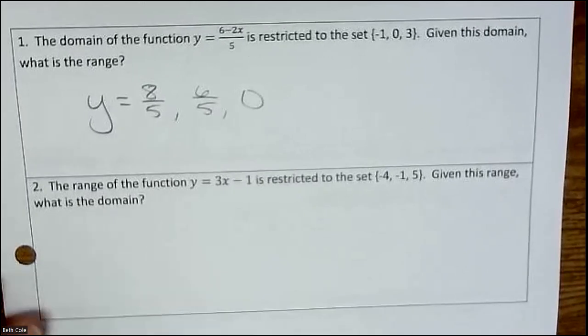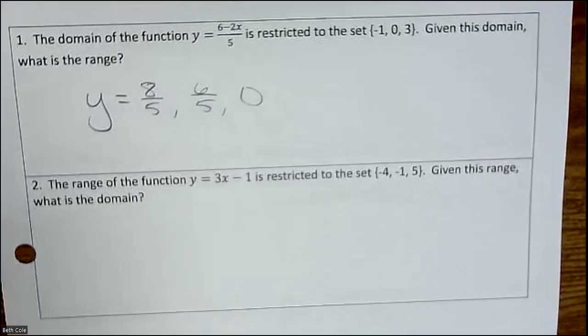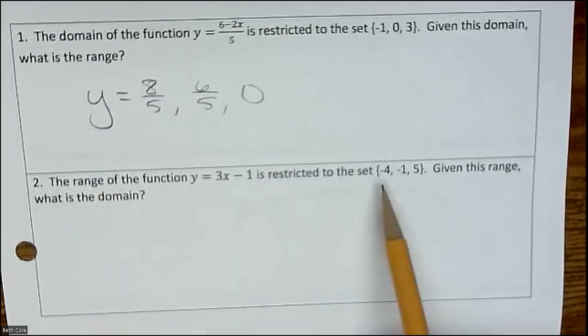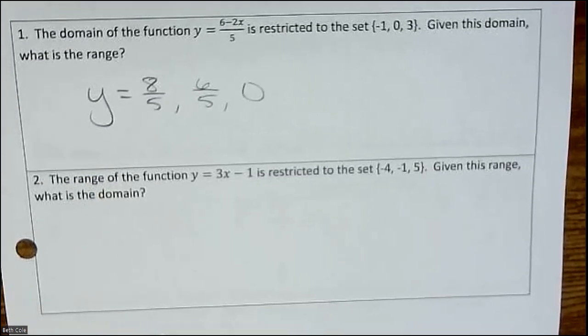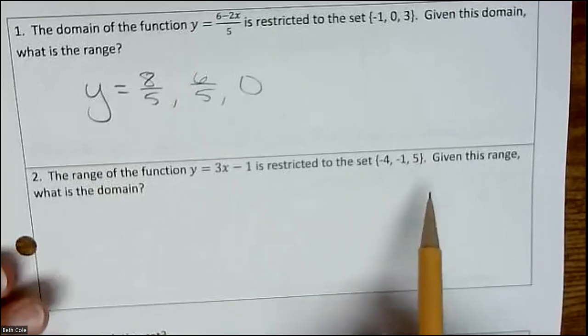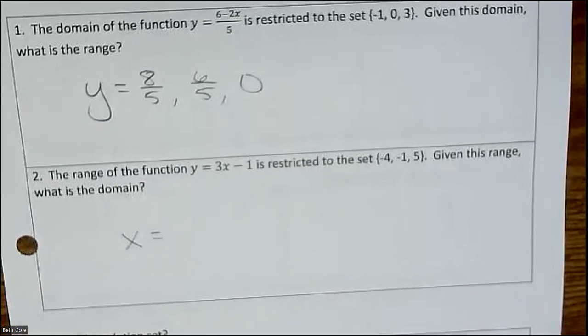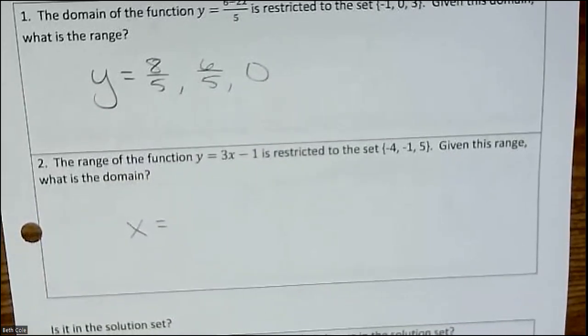All right, now read number 2. This involves reading and paying attention. I say this all the time. It's not intelligence. It's like direction following and organization, okay? It says the range of this equation is these. So what did they give us? Did they give us X or did they give us Y? Range is Y. Given this range, what is the domain? So your answer is going to be X numbers.